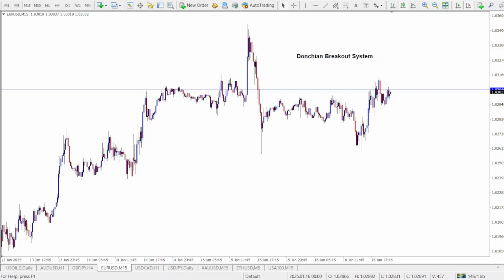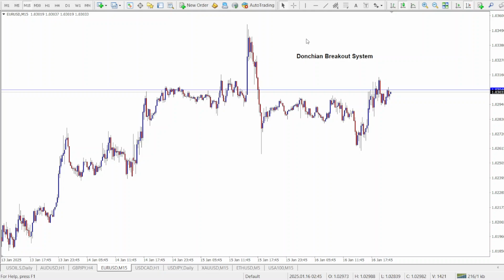Now, the Donchian Breakout System is based on the Donchian Channels indicator, and it's an indicator that tracks the highest high and lowest low of the price over a specified period. The channels are plotted directly on your chart, forming three lines. The upper band shows the highest high of the period, the lower band shows the lowest low of the period, and the middle line is the average of the two, as usual.